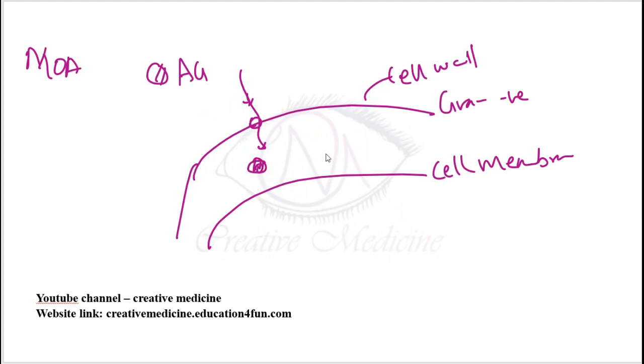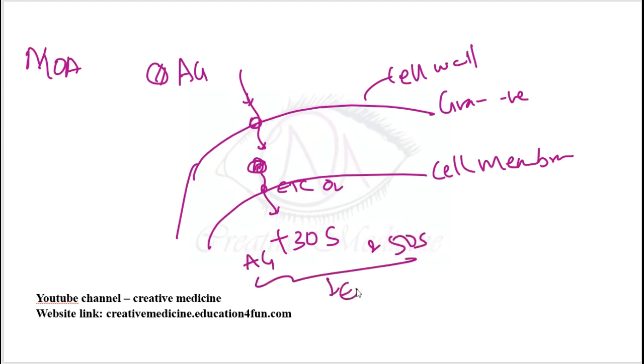Now these aminoglycosides, from the periplasmic space, through the energy dependent, ETC oxygen dependent transport, will enter into the cytoplasm. In the cytoplasm, they will bind to the 30S and also 50S ribosomes, and thus inhibit protein synthesis. They will also disintegrate monosome and polysome formation.